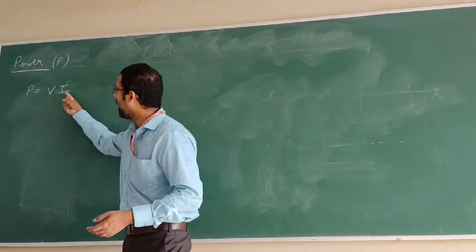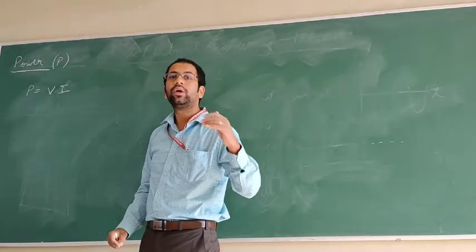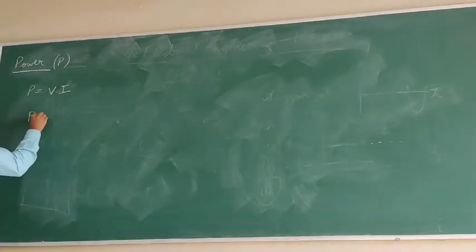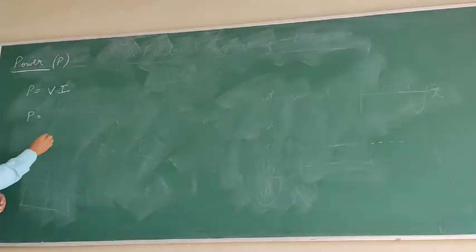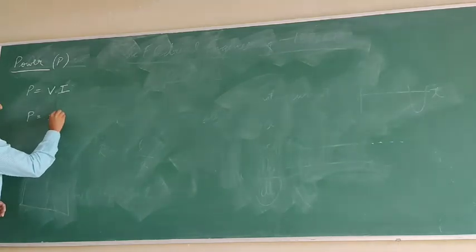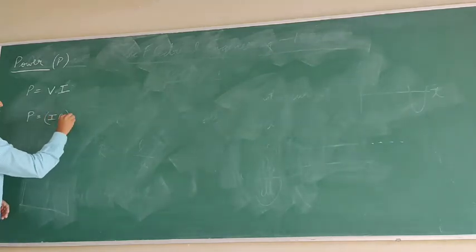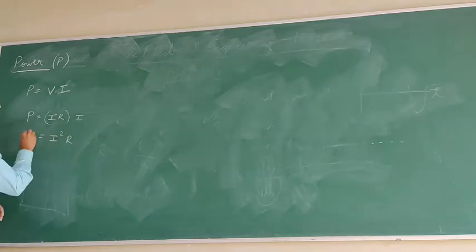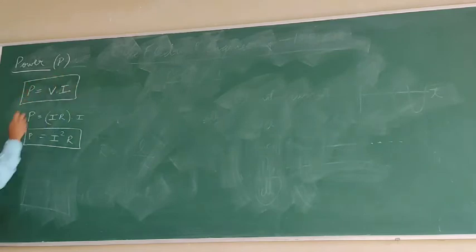So potential and current, that will give power. So P can be written as V into I, or from Ohm's law, V is I into R, and again into I, which is nothing but I square R. This is one formula for power.